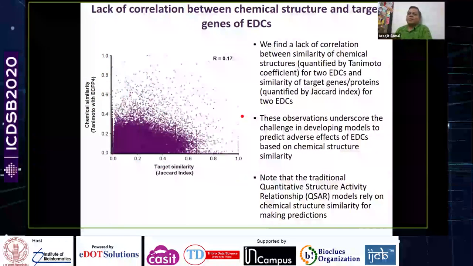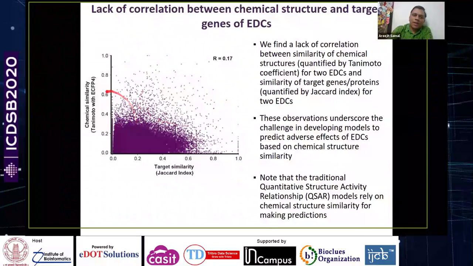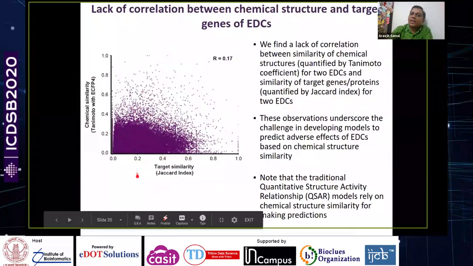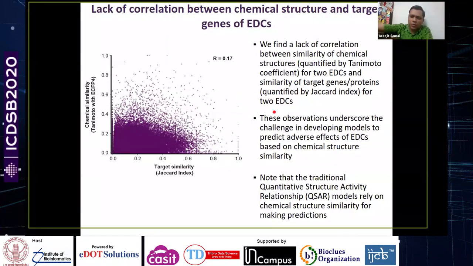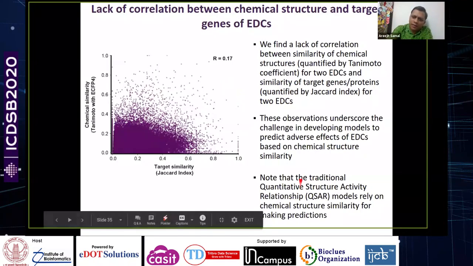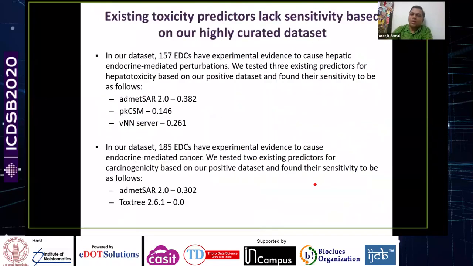But finally, we wanted to see if similarity of two chemicals in their structure leads to similarity in their target proteins. What we find is that there is hardly any correlation, and this actually projects a big challenge for the community who wants to design predictive models for QSAR, or quantitative structure activity relationship, which rely on chemical structure similarity for making predictions. I don't have time, but we have also evaluated various ADMET predictive tools for toxicity using our positive data set, and we find their predictions are not good based on our data set.